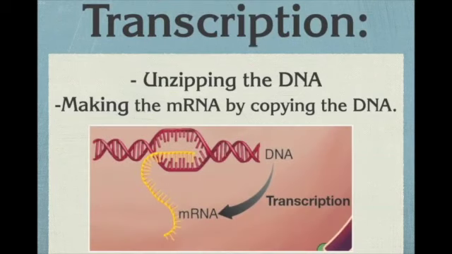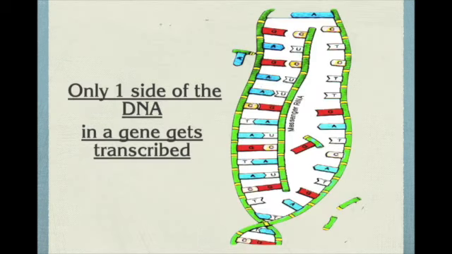Here's the first step, transcription. This is when the DNA unzips, so we have that double helix, it unzips, and the mRNA is formed, made by copying the parts of the DNA, only one side of it. That is called transcription. Think about the word transcription as rewriting. If someone transcribes something, they rewrite it. They kind of put it in their own words. Okay, so only one side of the DNA is being copied.